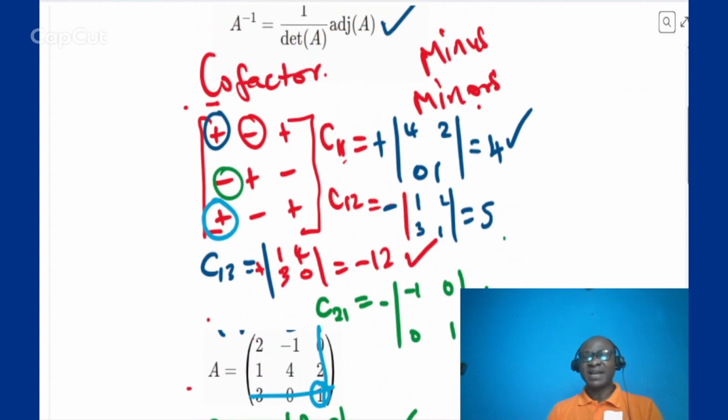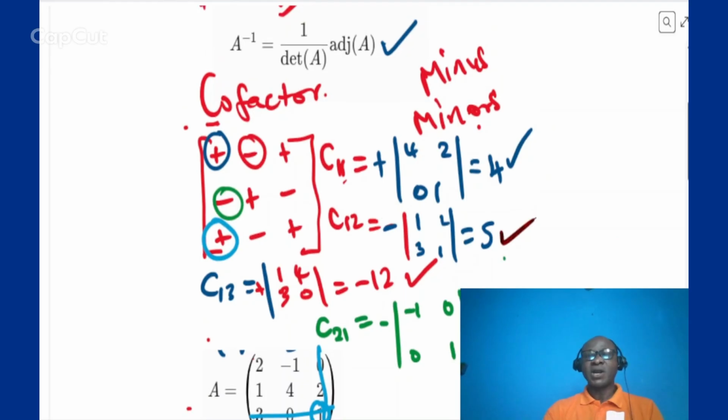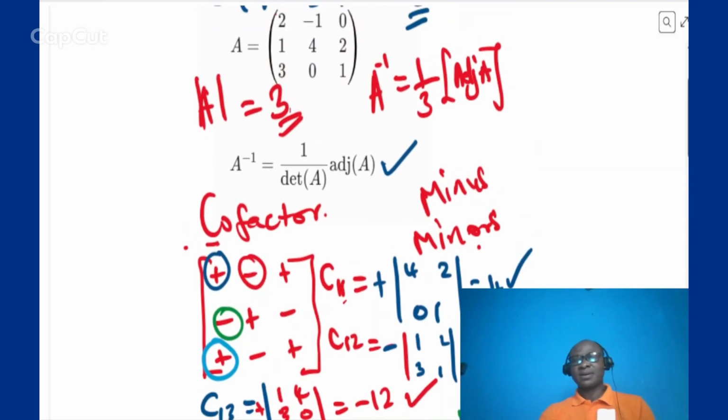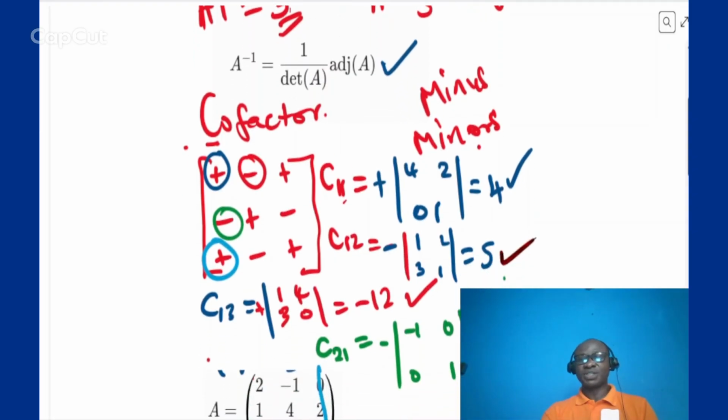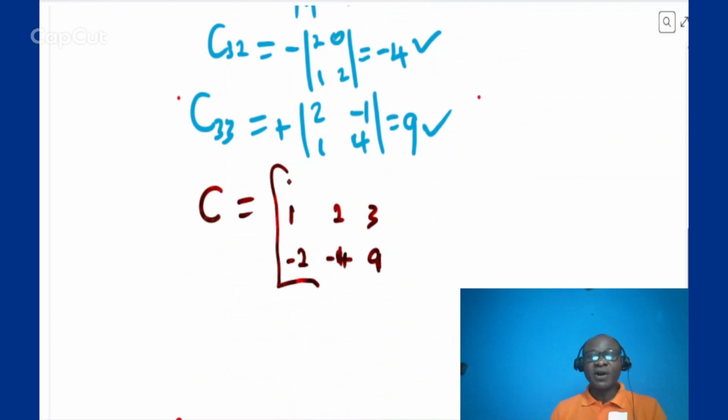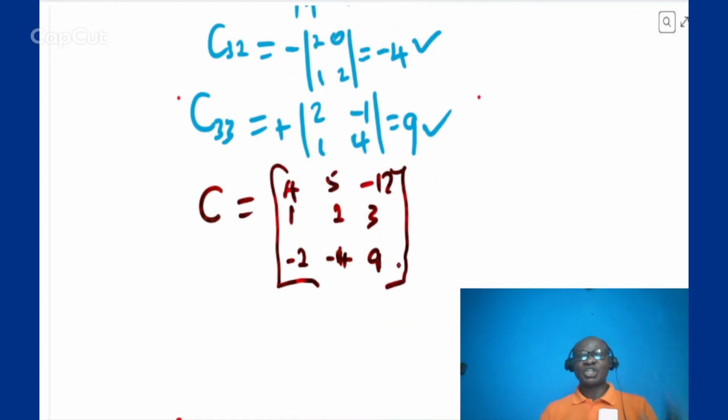It is 5. Look at it here. 5. Are you with me? Yes, sir. 4, 5 and what? Minus 12. Minus 12 is going to be first. C11 then is 4, C12 is 5, and the C13 is minus 12. So 4, 5, minus 12, isn't it? Yes, sir. Yes, this is what we call the cofactor matrix.